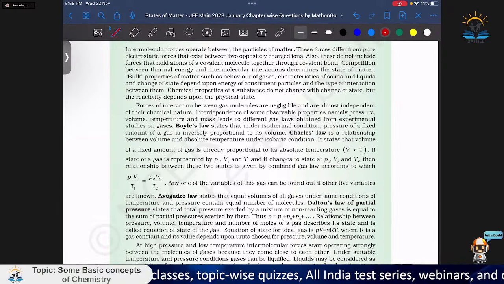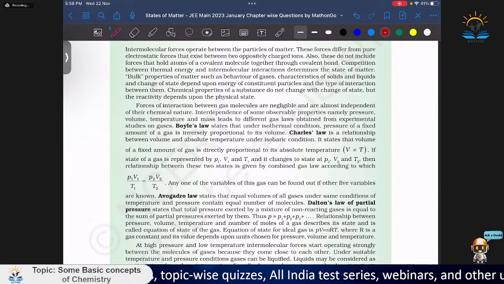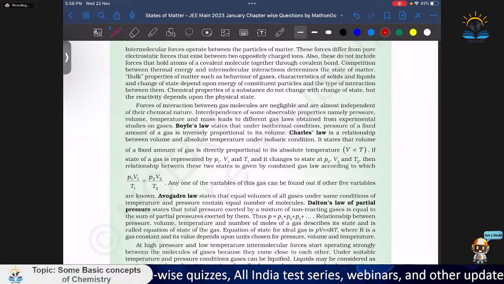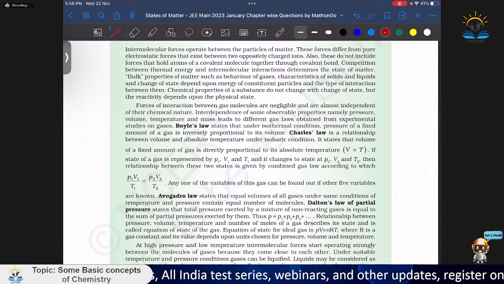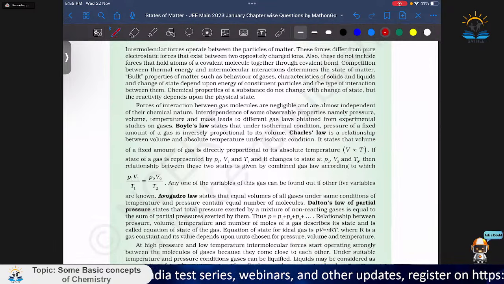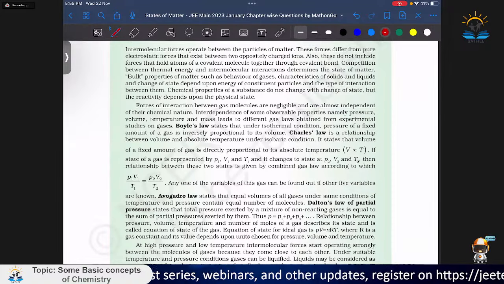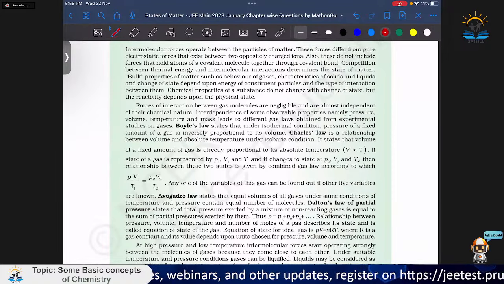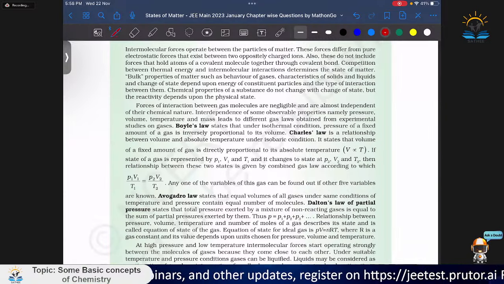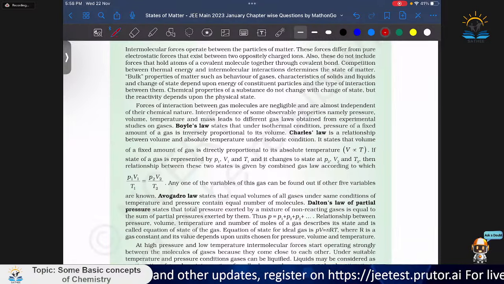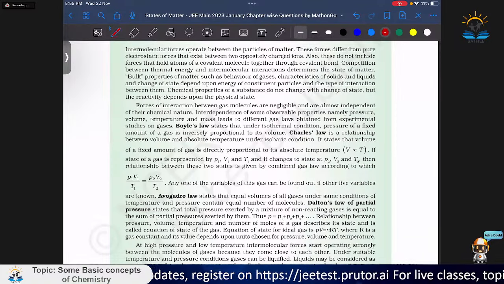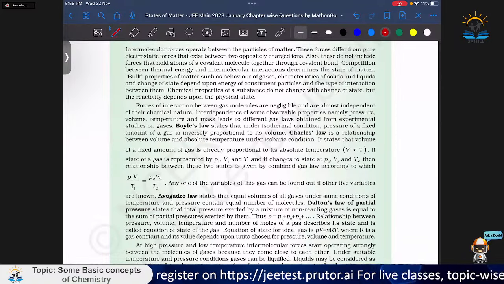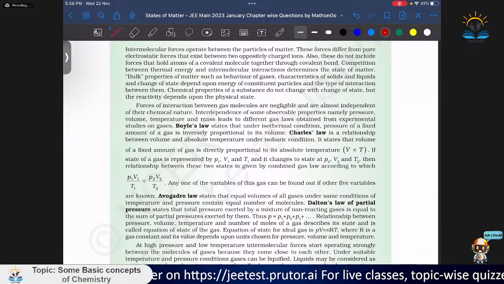Next, you have Charles's law, which is isobaric, or pressure is constant, volume is directly proportional to absolute temperature. Now, this absolute temperature is important because it is always represented by the Kelvin scale, which we need to remember. Then we had Gay-Lussac's law. Gay-Lussac's law was at constant pressure, volume is directly proportional to absolute temperature. Combining all three laws, we found out P1V1/T1 is equal to P2V2/T2.